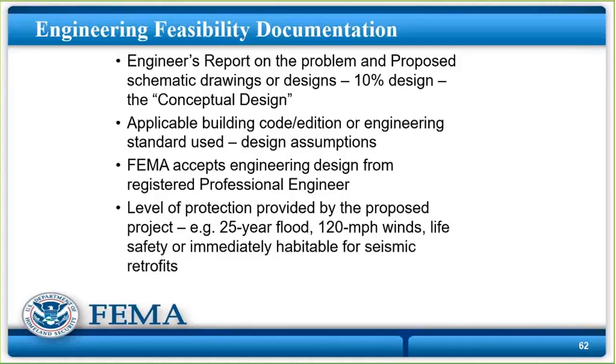Level of protection provided by the proposed project: 25-year flood, 120-mile-an-hour winds. This is really important for seismic projects. Are you going for life safety so the building doesn't collapse, or are you going for immediate occupancy so that the building functions after an earthquake event? And what level of earthquake event are you designing to? Okay, enough of that.